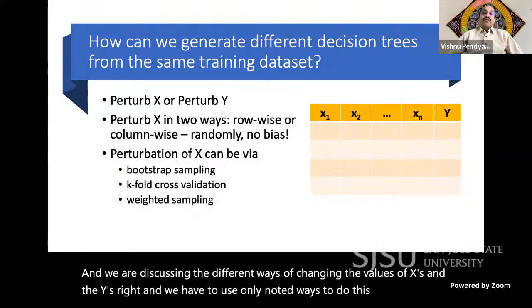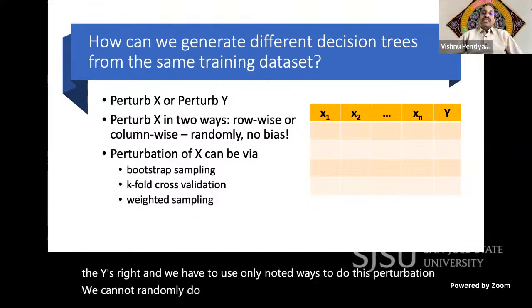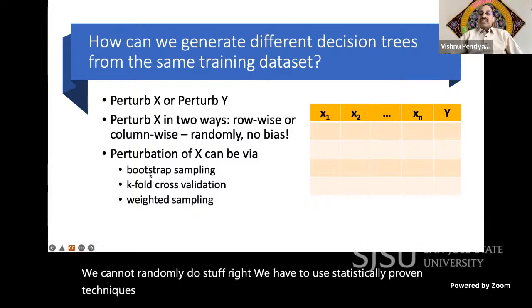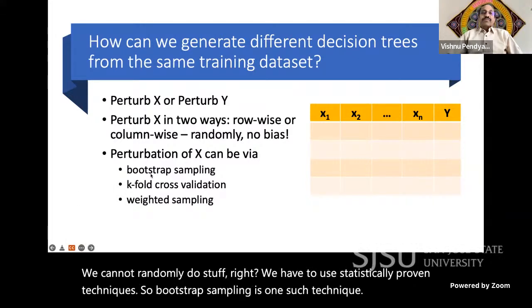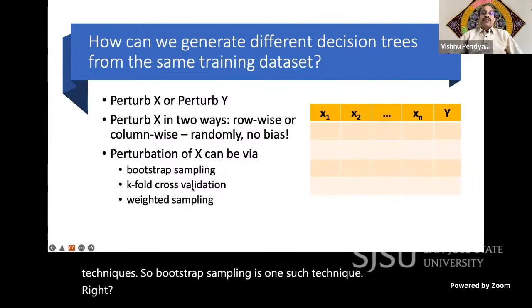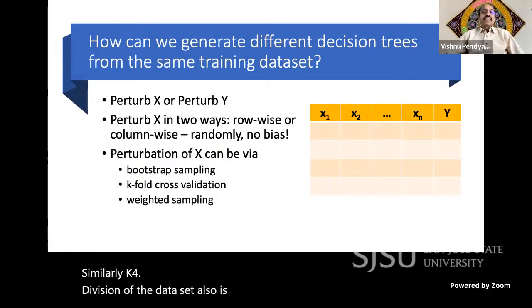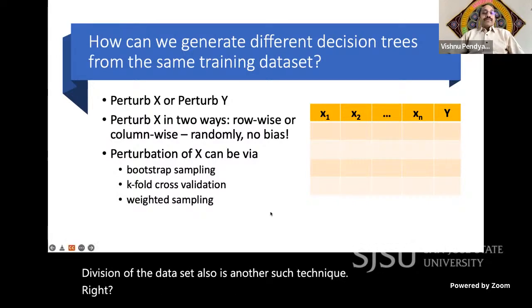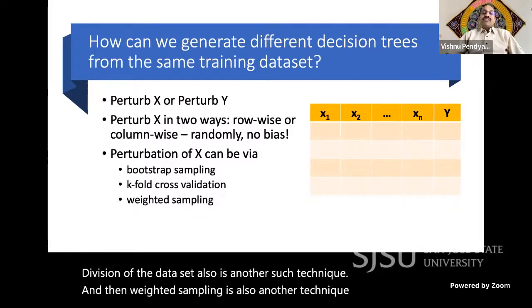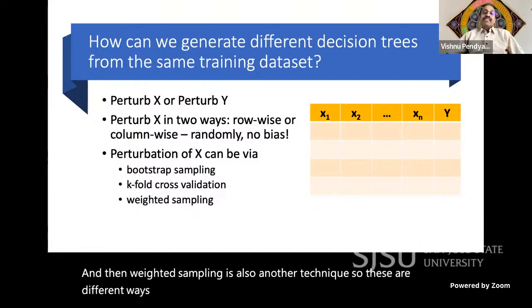We cannot randomly do stuff, right? We have to use statistically proven techniques. So bootstrap sampling is one such technique. Similarly, k-fold division of the data set also is another such technique. And then weighted sampling is also another technique. So these are different ways to create disturbances in the data set, to create new data sets.